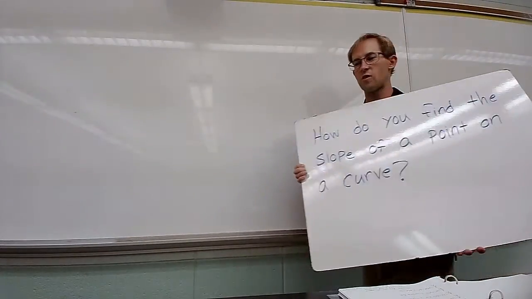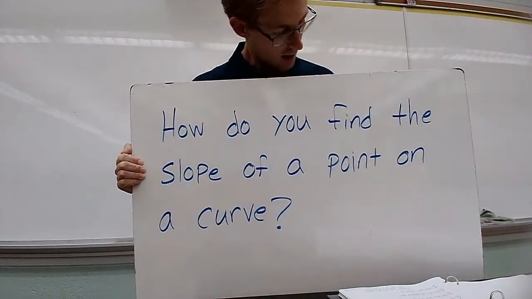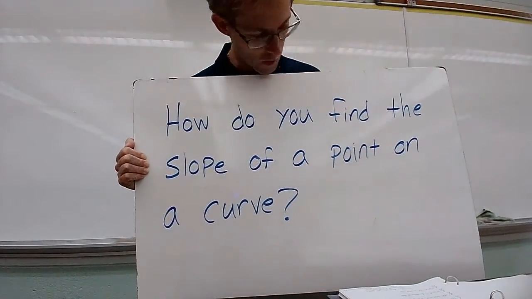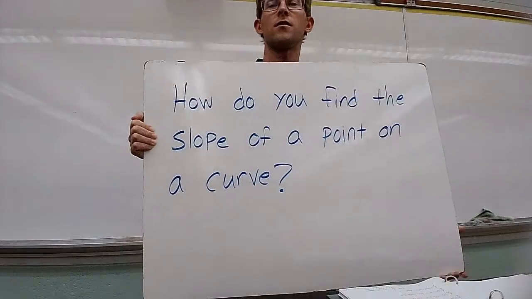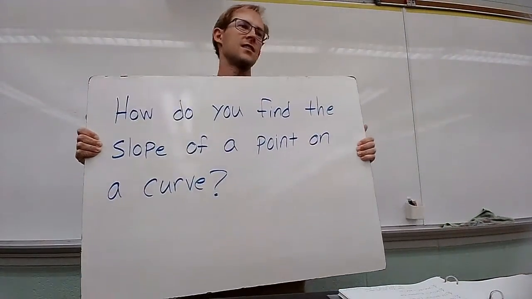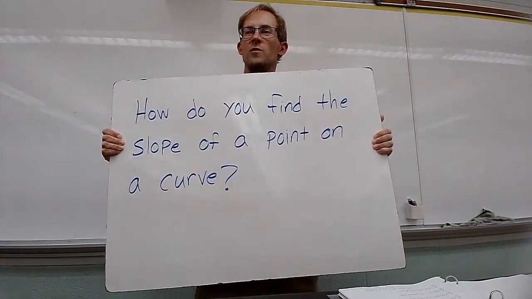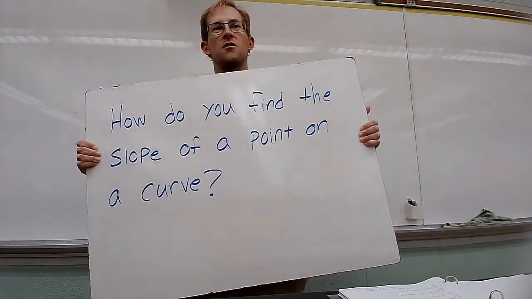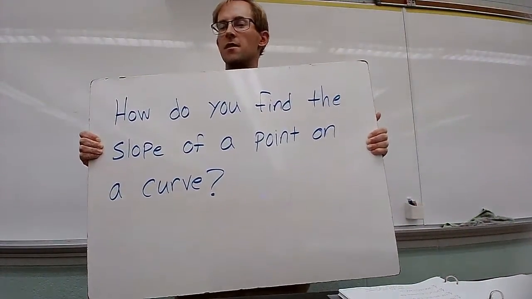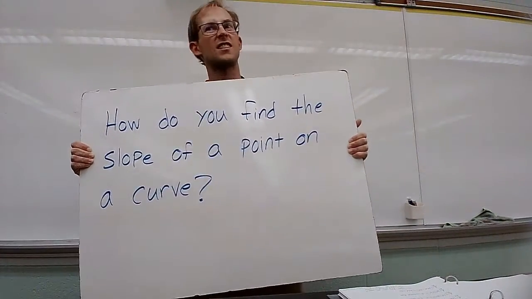So here is our question. How do you find the slope of a point on a curve? You do use a derivative. That is correct. In order to find the slope on a curve at one certain point, what you are doing is finding its derivative and finding that value. And today, you are going to be learning to do just that.